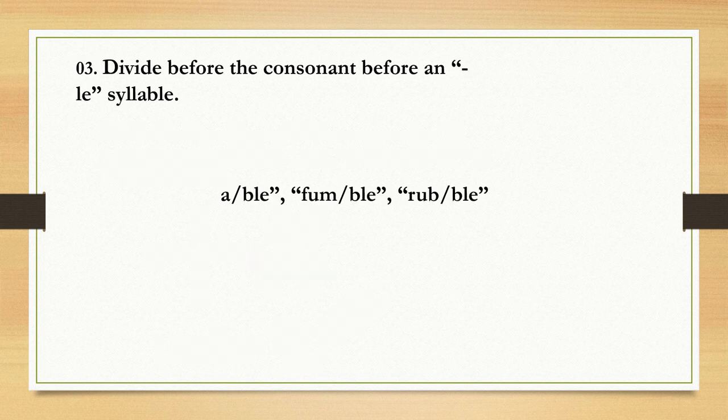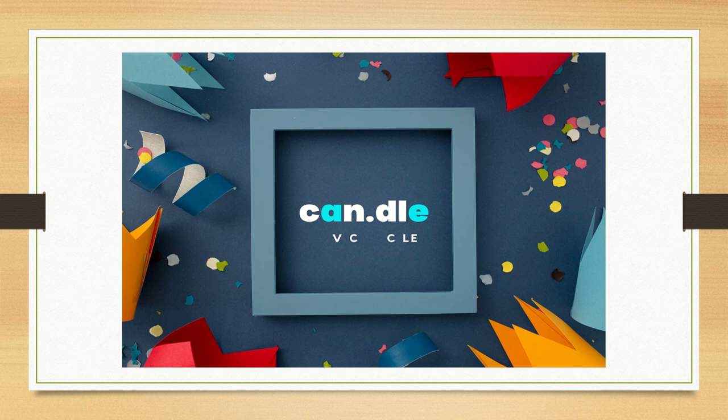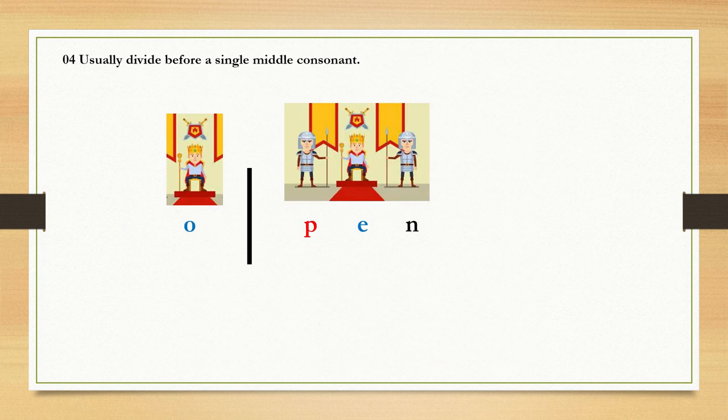Divide before the consonant before an LE syllable. LE තියෙනවා නම් ඊට කලින් consonant එකක් තියෙනවා. ඊට කලින් තමයි අපි word එක divide කරන්නේ. VCCLE.